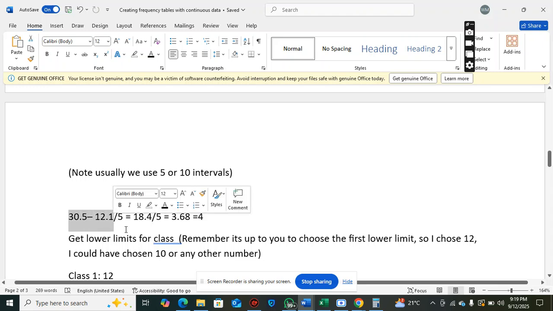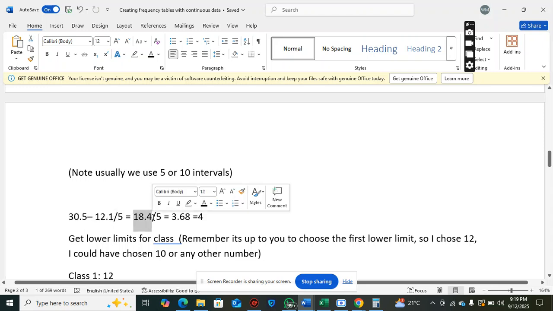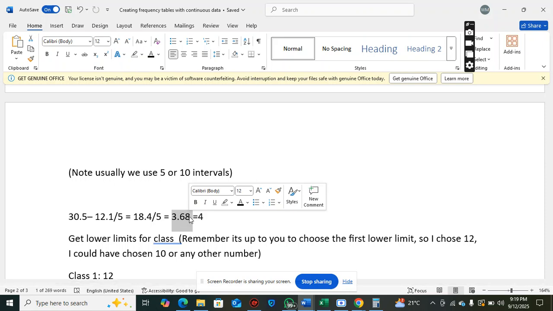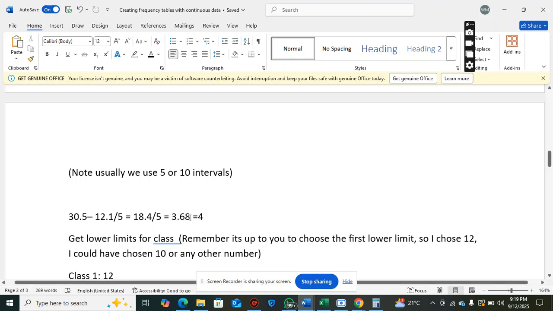So 30.5 minus 12.1, we get 18.4. 18.4 divided by 5, we get 3.68. Always, colleagues, round the numbers up. It's always advisable to round the numbers up. So 3.68, we're going to round it up to 4. So our class width is going to be 4. Now, once we've determined the class width, we can start making the classes.